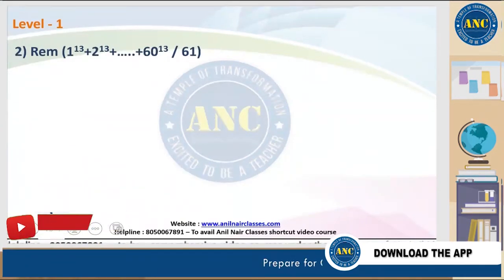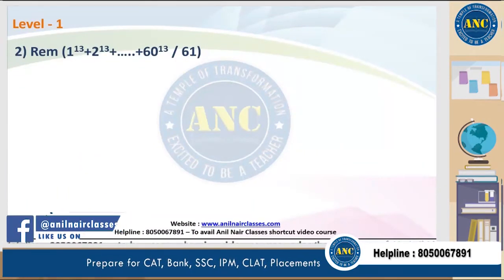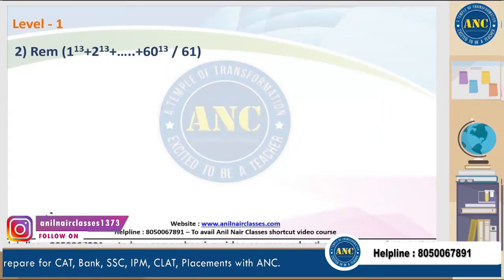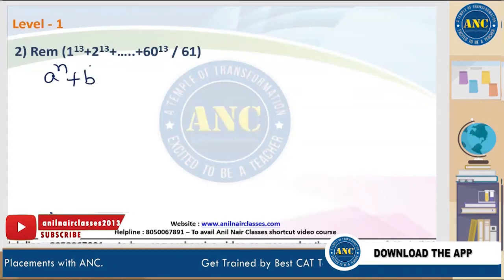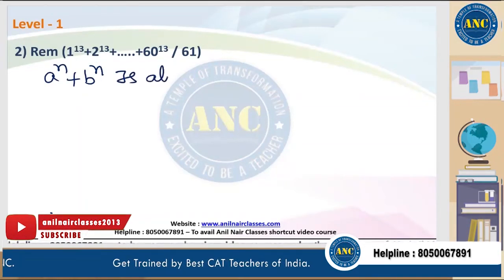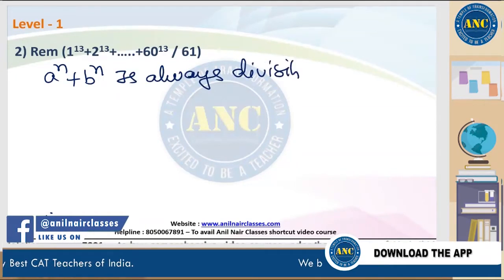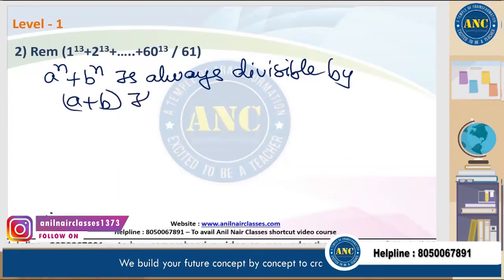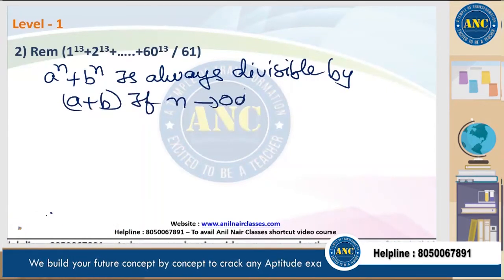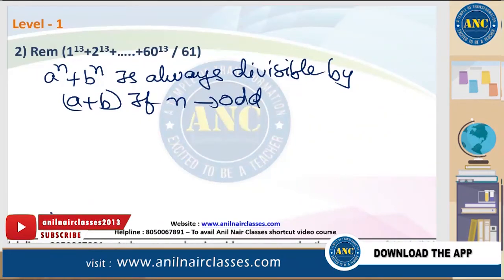Second one. Reminder when 1 power 13, 2 power 13 and so on up to 60 power 13 is divided by 61. The concept which we are using in this question is a power n plus b power n is always divisible by a plus b if n is an odd number. First problem is based on a power n minus b power n. Second problem is based on a power n plus b power n.